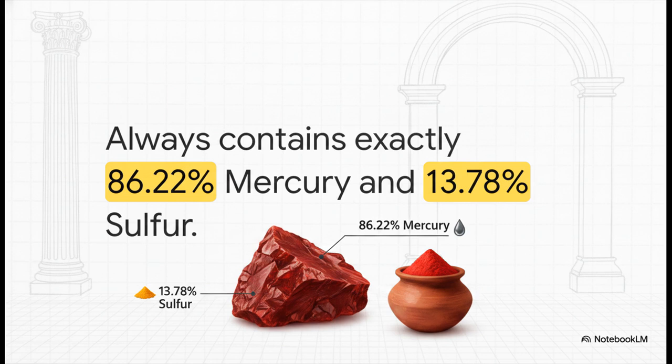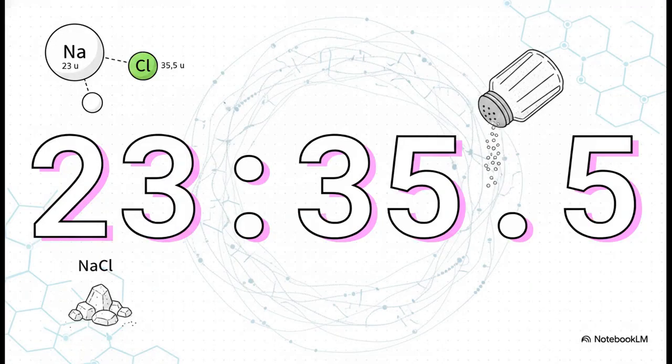Ancient scientists noticed something wild. No matter where on Earth you mined this rock, it always contained exactly 86.22% mercury and 13.78% sulfur. This fixed, unwavering ratio totally baffled the ancient world. And that exact same mathematical rule applies right in your own kitchen. Take everyday table salt, or sodium chloride. The strict mass ratio is 23 to 35.5.